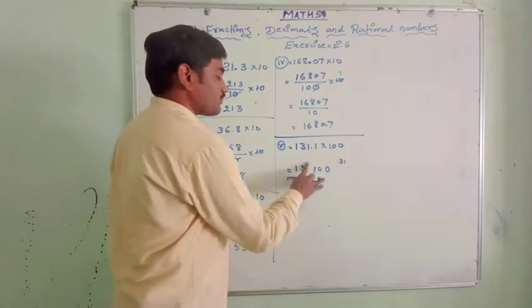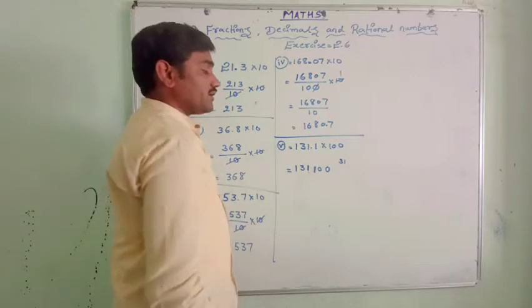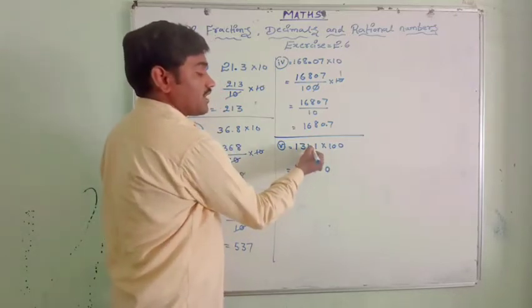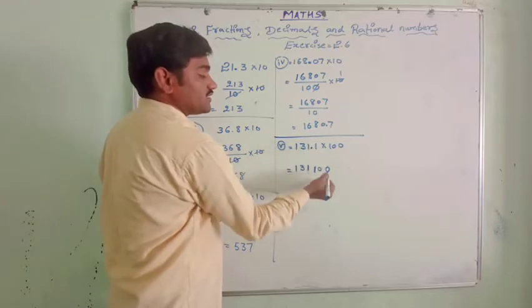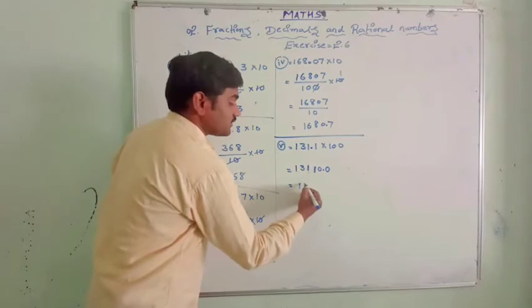That we got 131 here, 100. So we have to check now how many decimal digits are there after the decimal point. After the decimal point there is only one digit. So after the one digit you put a point. So what do we get here?